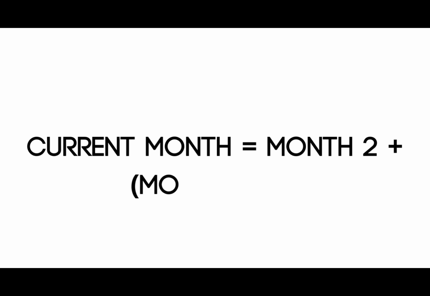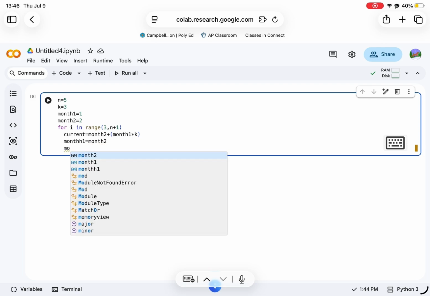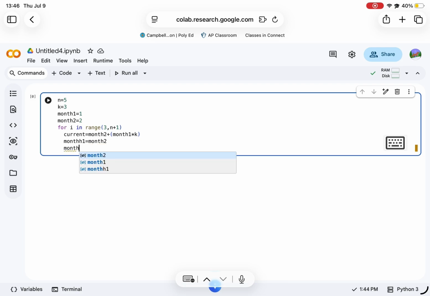That's exactly what this line represents. Current equals month 2 plus month 1 times k. Month 1 times k represents all the new rabbit pairs born from the mature rabbits. After calculating the new population, we slide everything forward. Now what was last month becomes 2 months ago, and the newly calculated population becomes last month.